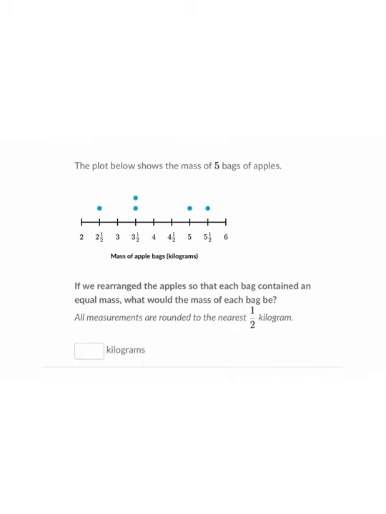This is another example problem. I would like you to take a second and pause the video and try it on your own. And then you can resume it and you can see if you got it right. I'm going to walk you through it in just a second. But if you think you got it right, you can skip to the end just to see if you got your answer right.